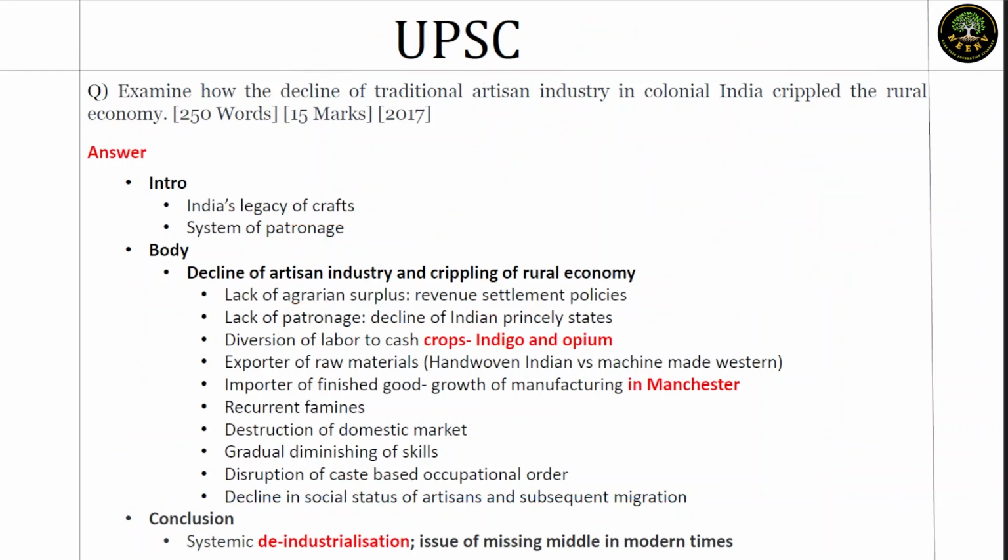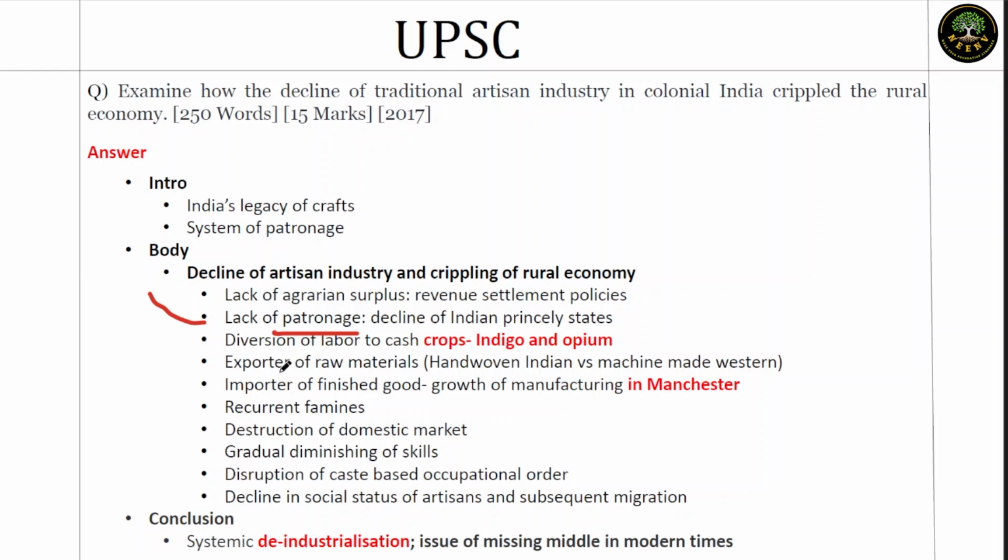Second, lack of patronage. Why? Because the princely states in India are fighting wars. Once they fight the war, either they accept the subsidiary alliance, where they also have to pay revenue, they have to pay for the British forces. And the bulk of the Indian revenues go into the British coffers. No patronage exists due to the decline of Indian princely states.